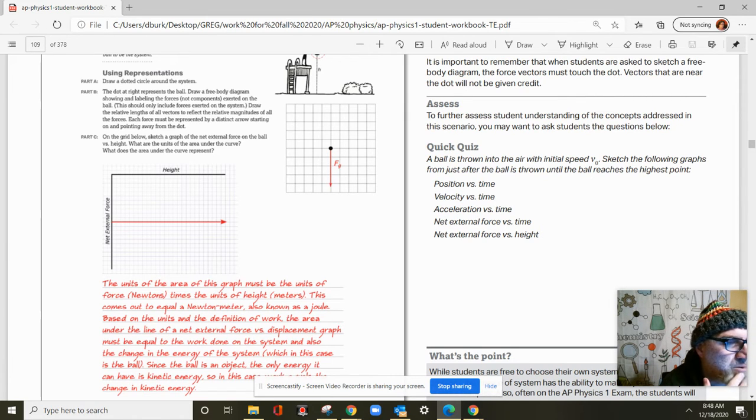So while we're here, there's a quick quiz over here on the side. Why don't you pause your video and just get out a piece of paper and quickly sketch the graphs: position versus time, velocity versus time, acceleration versus time, net external force versus time, net external force versus height. Pause the video and then come back, and then I'll work through those. I think that might be interesting to review. Thank you.